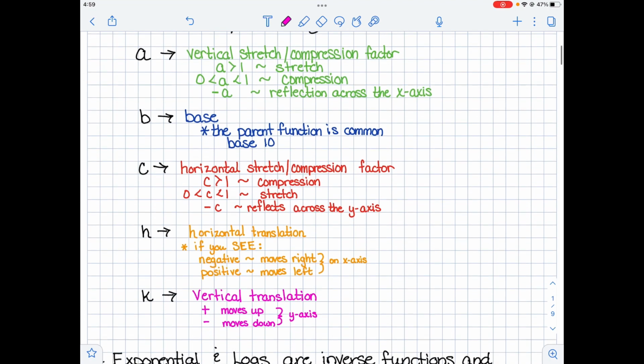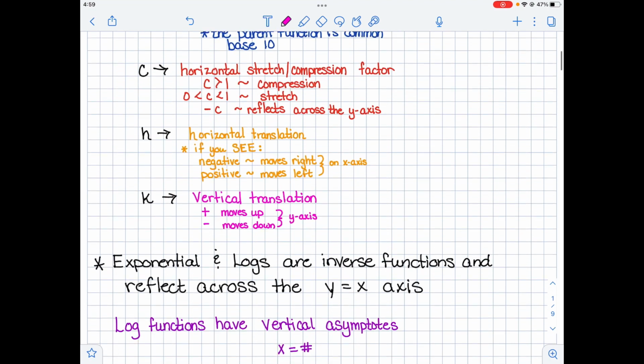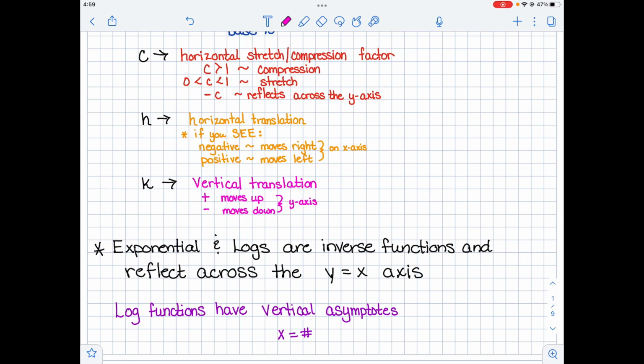That's a vertical translation. So remember, the exponential and logs are inverse functions and reflect across the y equals x axis. Exponential functions have horizontal asymptotes, but log functions have vertical asymptotes, and we write those as x equals whatever number they're at. And again, we can find that in our equation.